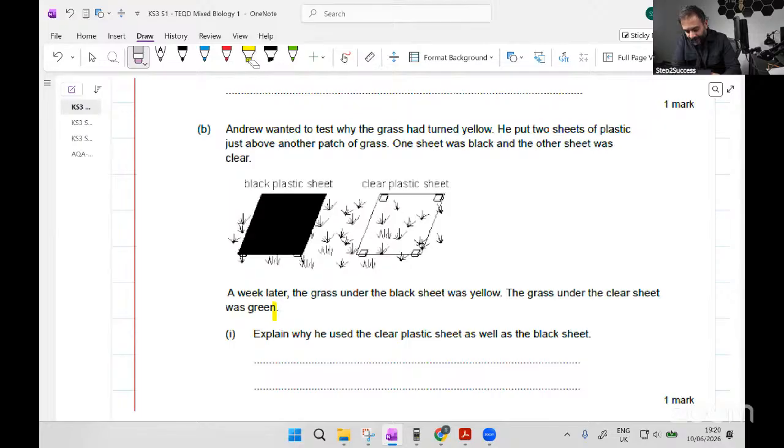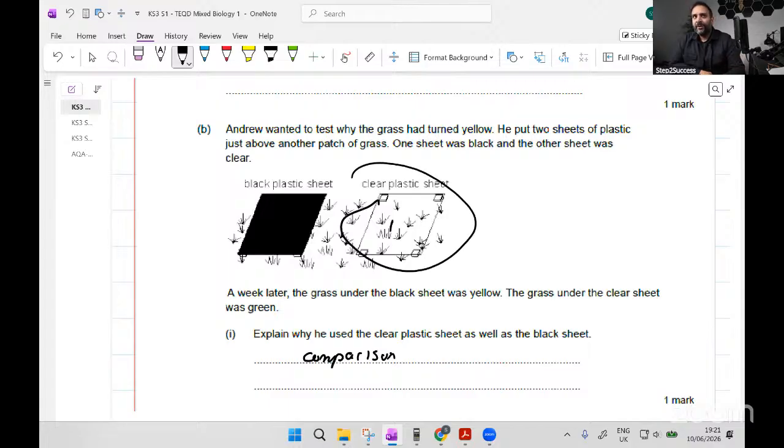Explain why you use the clear sheet as well as the black sheet. The reason you need both of these is you're trying to compare the two. It is needed as a comparison or to make it a fair test. Because without this, it's not obvious why this has turned yellow. Because if this wasn't there, maybe there was some other reason they turned yellow. It wasn't to do with the light, it was because somebody came along and painted them yellow. But with the clear sheet, we can now compare light versus no light and see the difference.